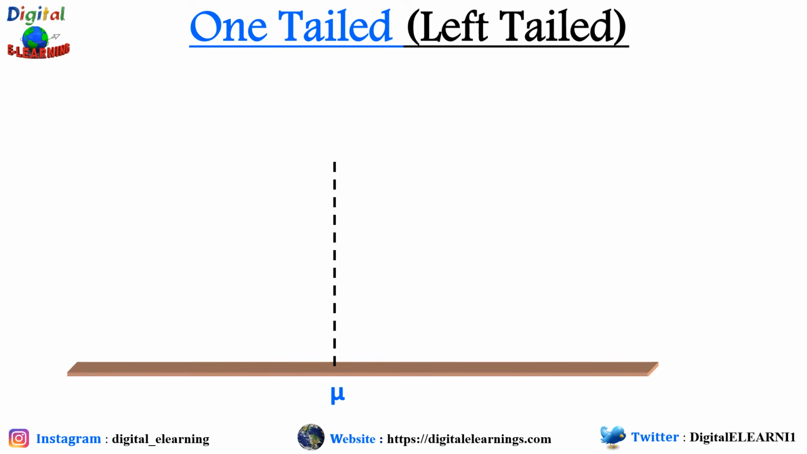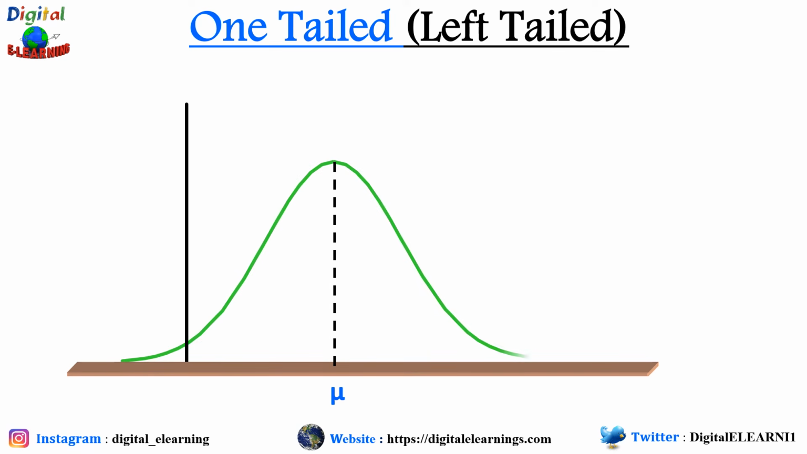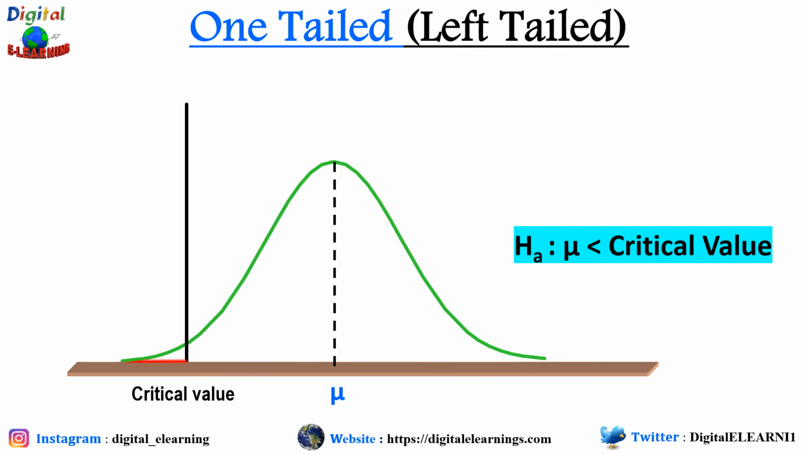So what do you understand by a one-tail test or left-tail test? Before that, let us understand what we mean by tail. Tail in hypothesis testing refers to the tail at the end of the distribution curve. So if it is on the left side, it is a left-tail test, and if it is on the right side, it is a right-tail test. In the left-tail test, this is my rejection area marked in red. We call it the alpha level of significance.